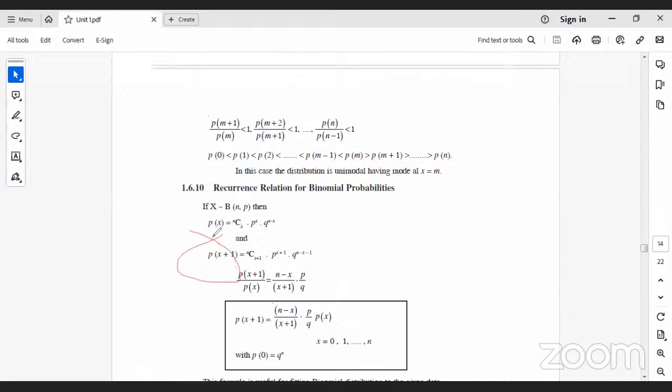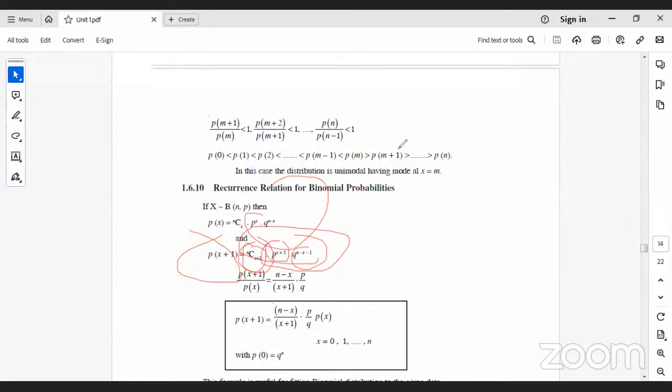p power x plus 1. So therefore ncx plus 1 p power x plus 1 q power n minus x minus 1. As per the above formula, we are adding x plus 1 here. So therefore adding the same here, p power x plus 1 by p power x. So the condition is ncx, this is the one, n minus x, and after the simplification n minus x is x plus 1. So p power x plus 1 by q power x minus 1.